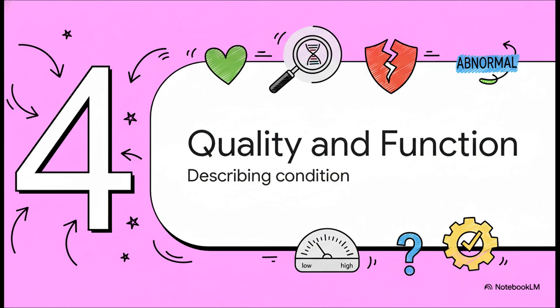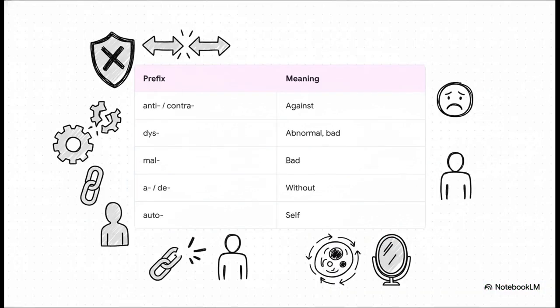Okay, time for our last set of prefixes. These are all about quality and function. You can basically think of them as the descriptive words, the adjectives of medicine. They're going to tell us if something is good, bad, abnormal, or even if the body is doing something to itself. This is where we get some really useful descriptive power.